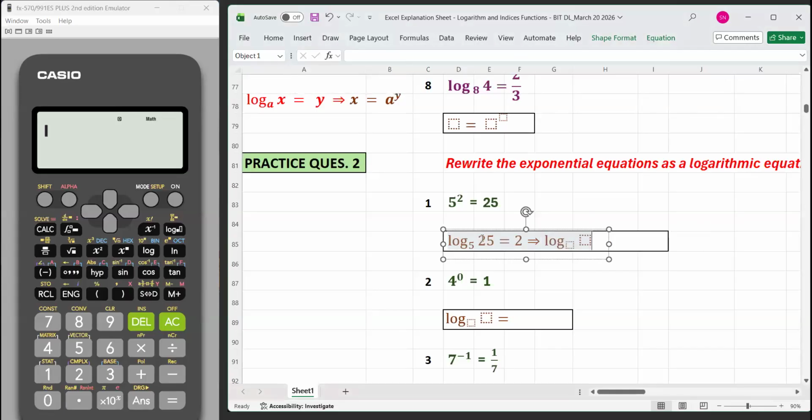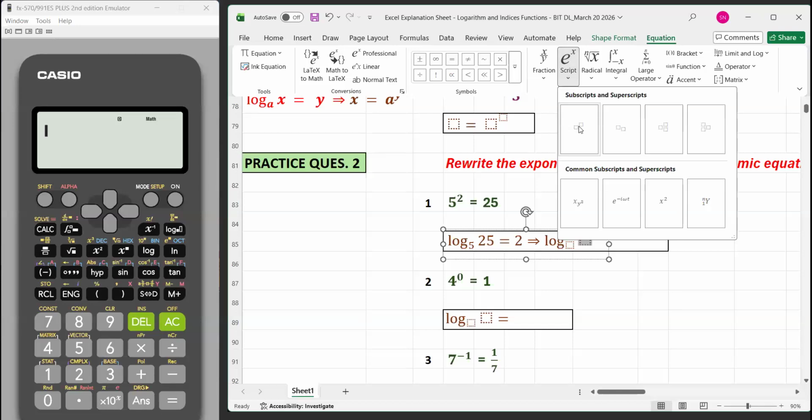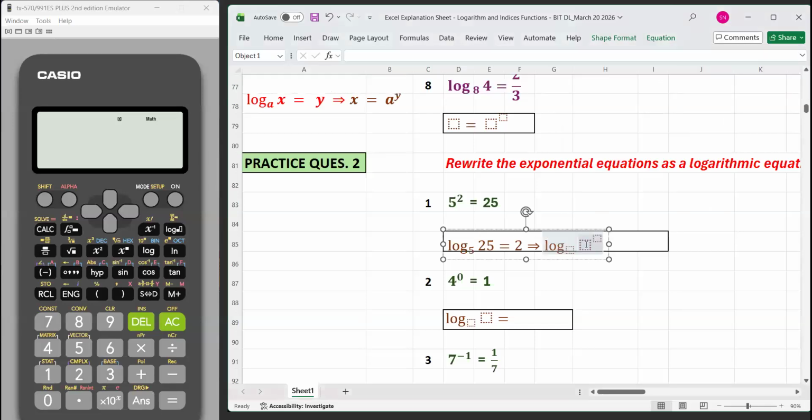I'm asking that I want you to change the number 25 in terms of 5. It is 5 raised to the power what? 5 raised to the power 2. So this can be written as 5 raised to the power 2. I'm just trying to explain so that you can see that the answer we got is correct. And to base 5.